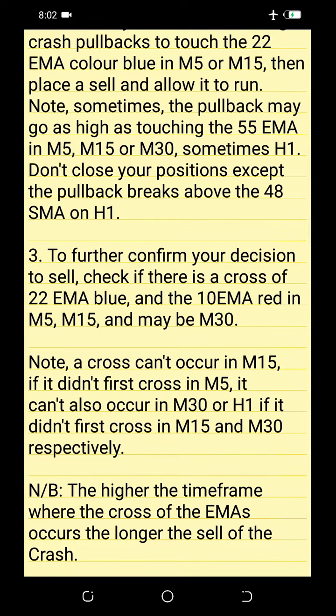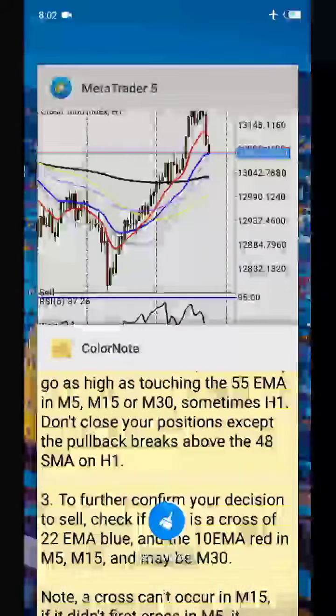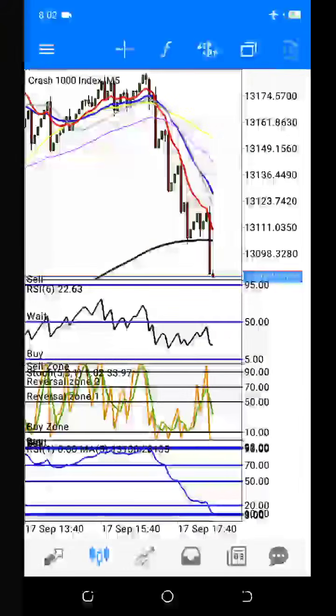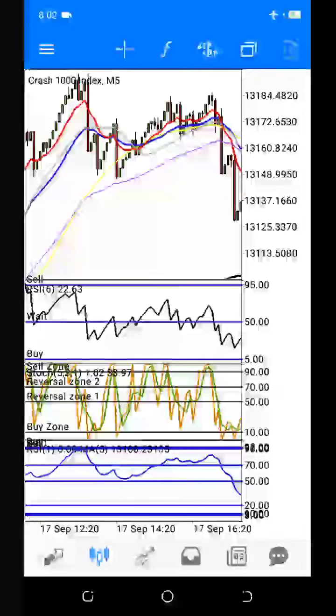Now, to further confirm your decision, that is to sell crash, check if there is a cross of the 22 EMA blue and the 10 EMA red in M5, M15, and maybe M30. Now, I had said that before. Let's go to M5. You want to sell, right? The first thing is that there was a cross. If you check my screen, there was a cross of the blue, so definitely there's going to be a sell, no problem.